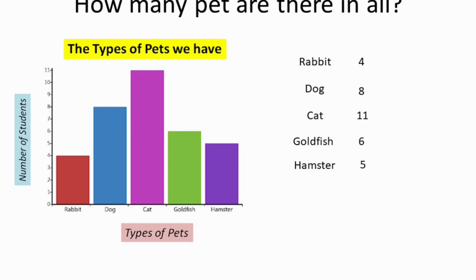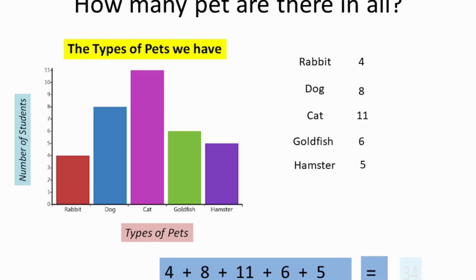In order to find how many pets there are in all, we just need to add all these pets that are there. So now we will have 4 plus 8 plus 11 plus 6 plus 5. So let's see when you worked it out what you got. Yes, we would get 34. So this means that there are 34 pets in all.